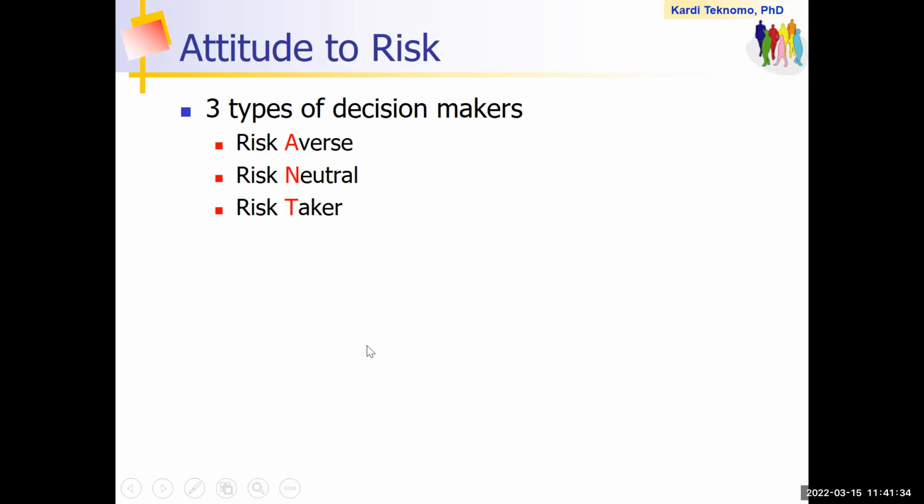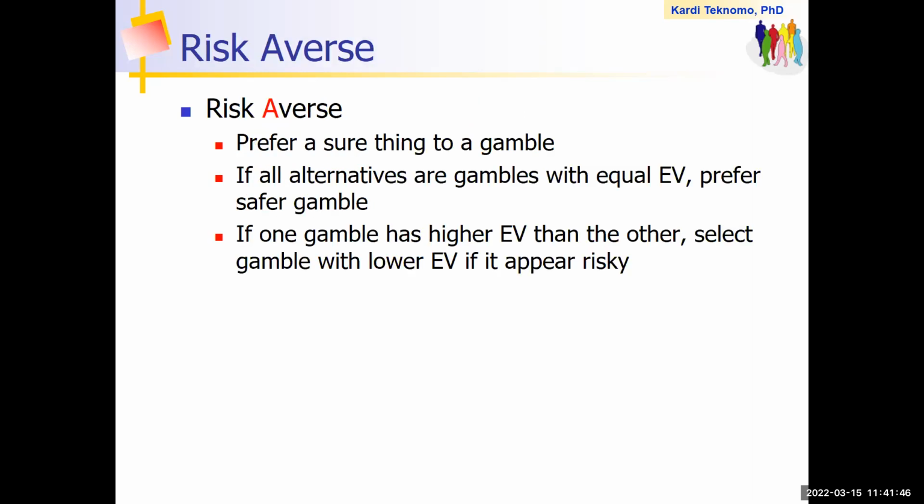Based on the attitude toward risk, we can divide decision makers into three types: risk averse, risk neutral, and risk taker. What is risk averse? Risk averse prefers a sure thing to a gamble. Like in the beginning, I asked, comparing a sure thing and a gamble, which one you would select? You said you would select the sure thing. That is risk averse. And if the two alternatives are gambles with equal EV, you will prefer the safer gamble. So in your case, Joy, in the beginning you were risk averse, and then for a certain decision, suddenly you changed and became a risk taker.